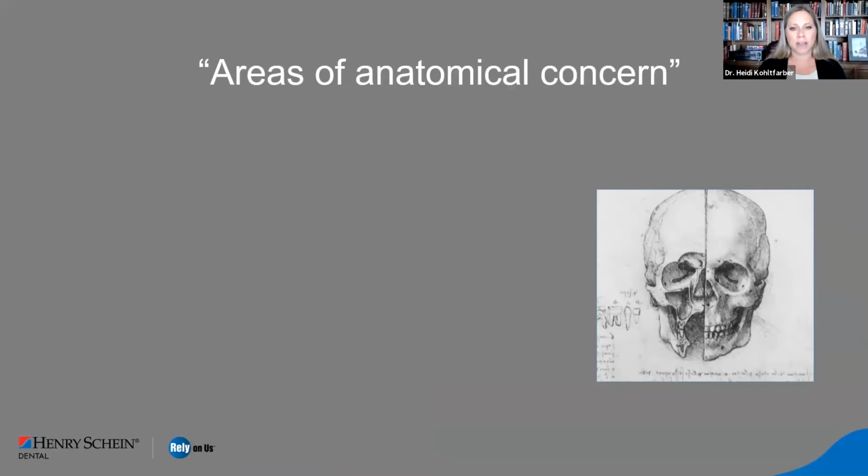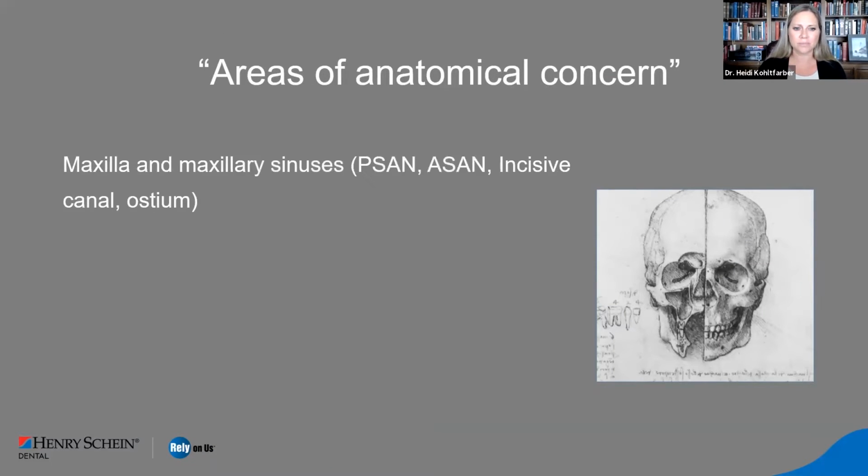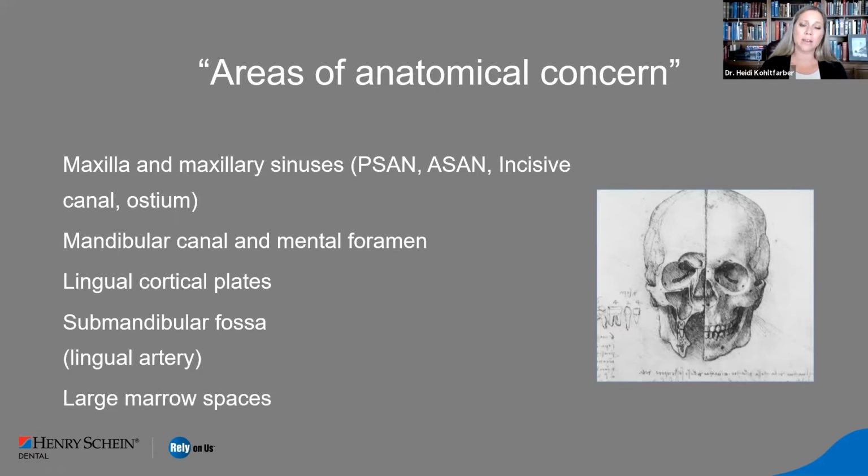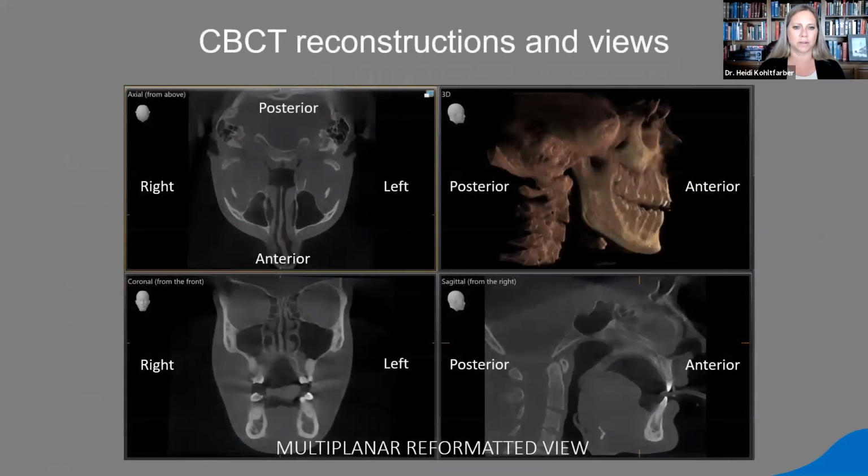What are our areas of anatomical concern? Maxilla and maxillary sinuses, definitely. We have all of our neurovasculature as well, so we'll talk about that. Mandibular canal and mental foramen, lingual cortical plates, and of course our submandibular gland fossa region. And of course we can have large marrow spaces, and so we'll talk about things like osteoporotic bone marrow defects and that sort of thing.